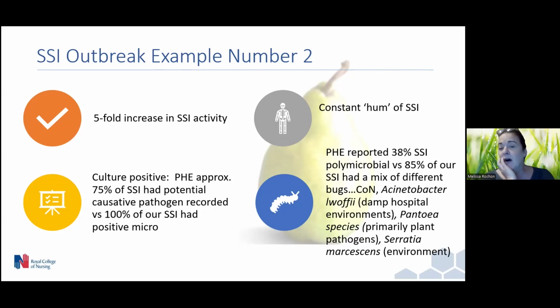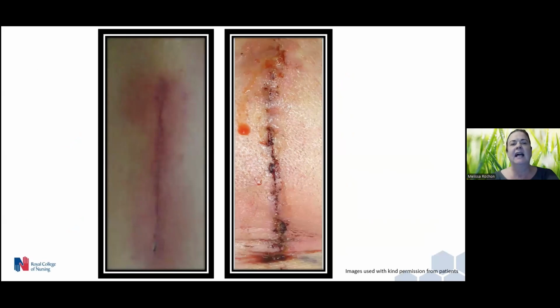And not only were they positive, but most were polymicrobial. So you're seeing this real mix of bugs, and a lot of them gram negative, which is again different to the first outbreak scenario. And we were seeing things that you'd find in the environment a lot. And we were really confused over what could be going on. And again, apologies for the blurred picture on the left, but you can see the presentation was different as well. It was more diffuse. It wasn't like the localized infection that we had in the first outbreak. So we're trying to think, well, what's going on?